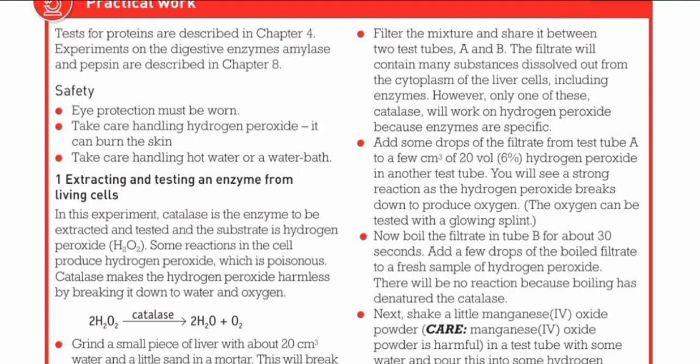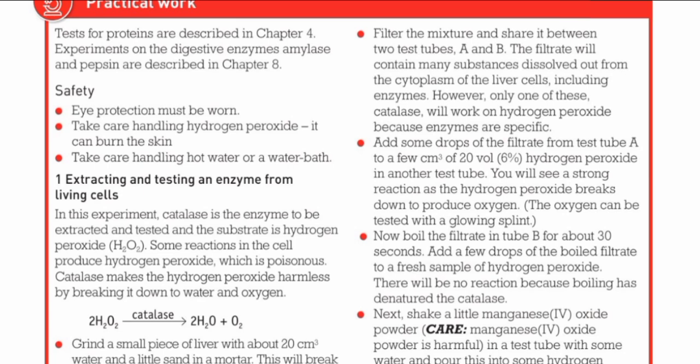So far we have understood what enzymes are, how they work, and the effect of temperature and pH. But now the question is, how do scientists use enzymes in real life? How do we perform enzyme activity in experiments? So today's lecture is very important because we will cover enzyme practical experiments from your book.